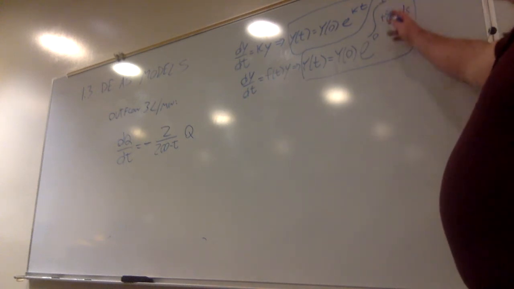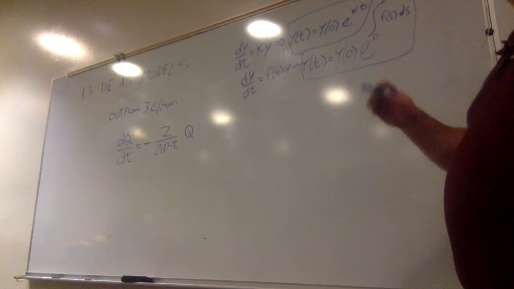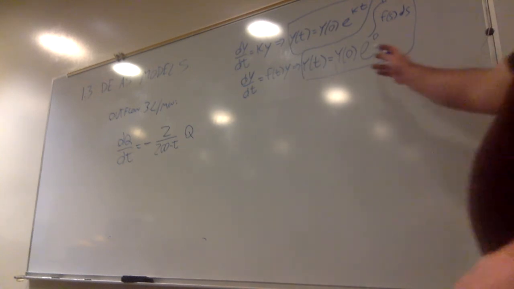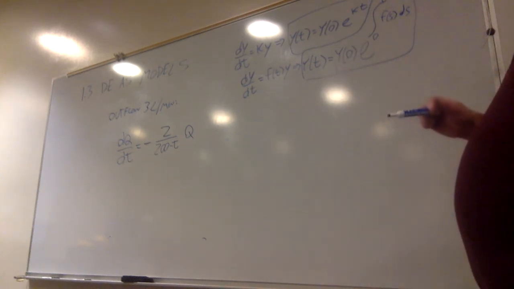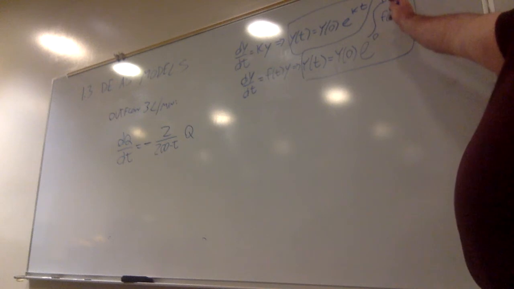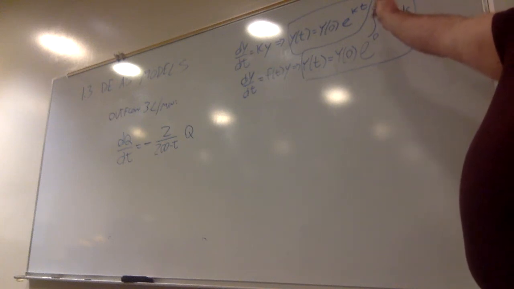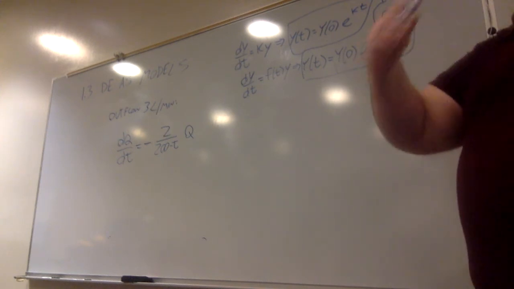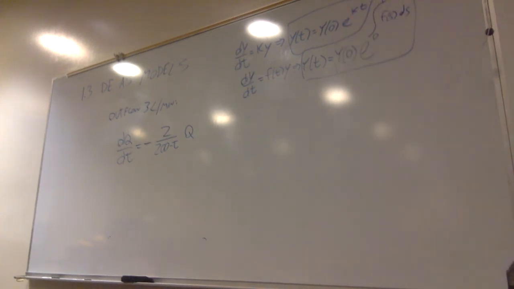So if t is 0, I have the integral from 0 to 0. Well, the integral would be 0, and then e to the 0 is 1. So then I just have the initial value, as I should. But because I'm using t as a limit of the integral, I need to use a different letter in here. So that's why it's f of s ds. It's kind of a pain, but it has to be done that way.